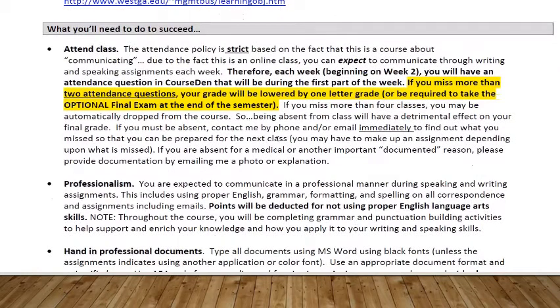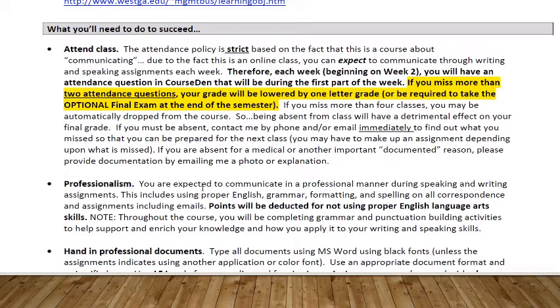At this point in the syllabus, it talks about what you're going to need to succeed. And due to the fact that this is a course all about communicating, you can expect that you will be communicating in this course. Primarily, you'll be communicating through writing, but there are some speaking assignments as well.